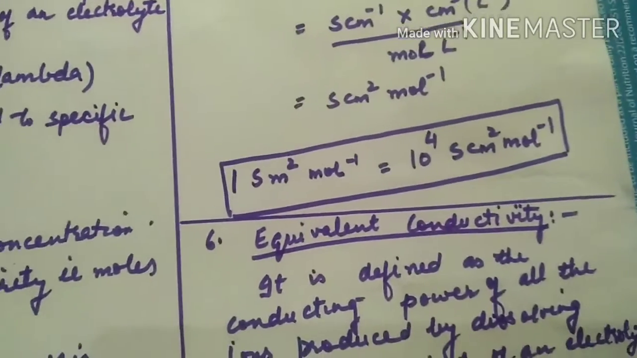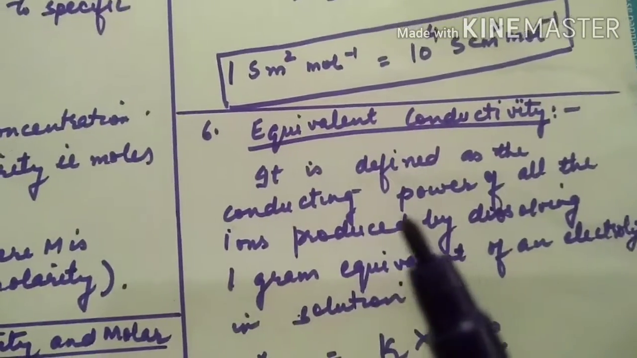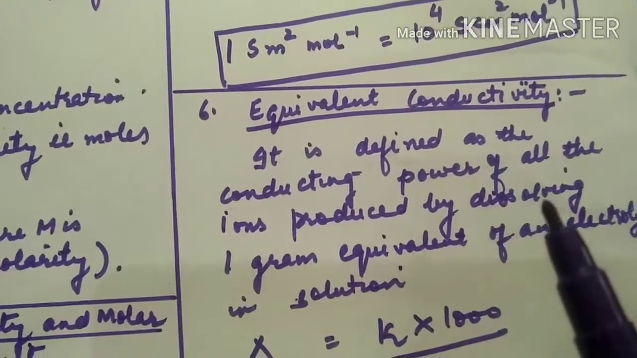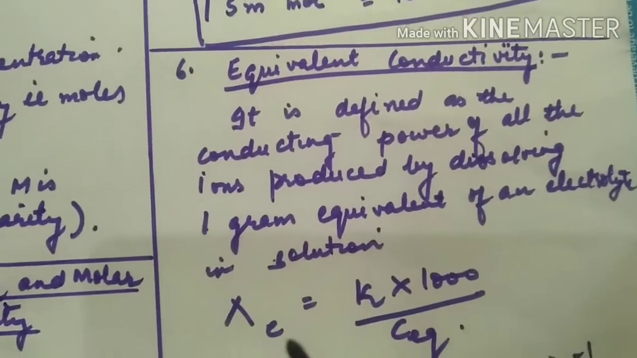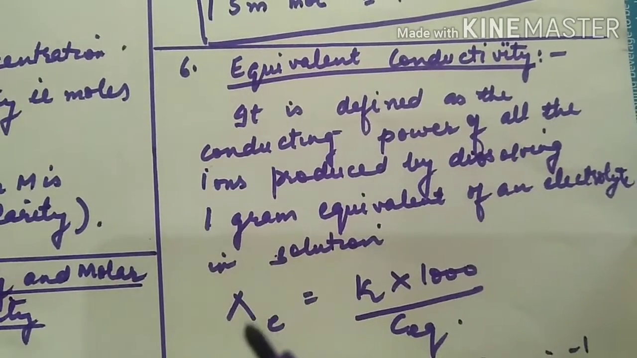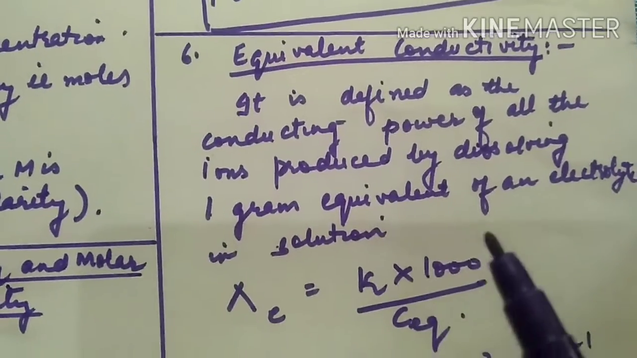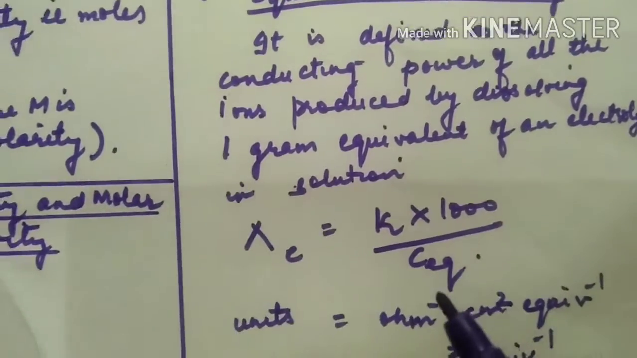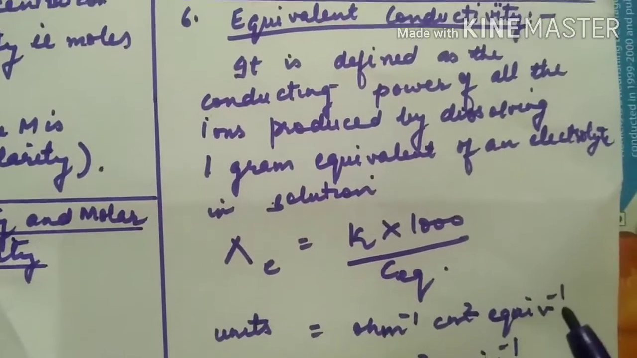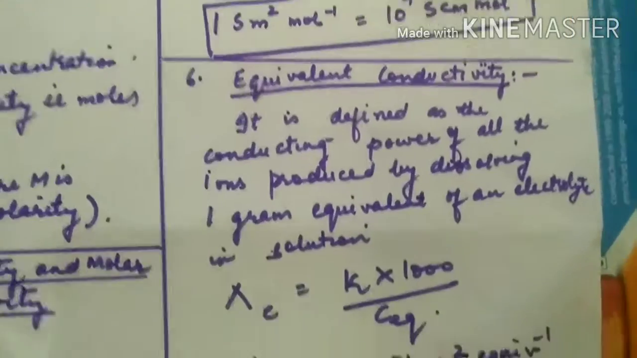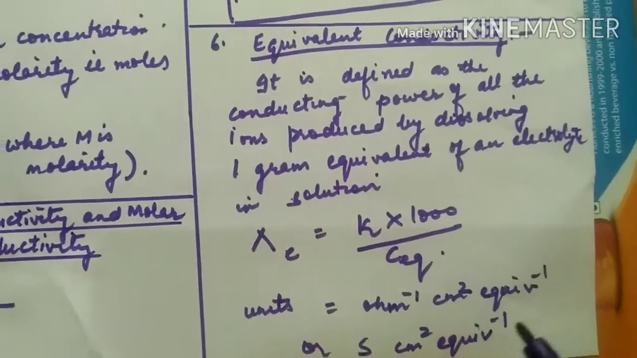Now, equivalent conductivity. It is defined as the conducting power of all the ions produced by dissolving 1 gram equivalent of an electrolyte in solution. So, equivalent conductivity is represented as lambda E. So, lambda E is equal to kappa into 1000 upon C gram equivalents. Units will be ohm inverse centimeter square equivalent inverse. Molar conductivity was mole inverse, यहाँ पे उसकी जगह equivalent inverse है, and Siemens centimeter square equivalent inverse.